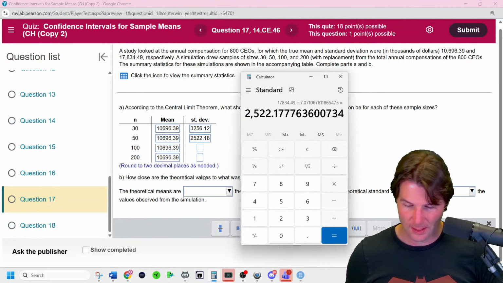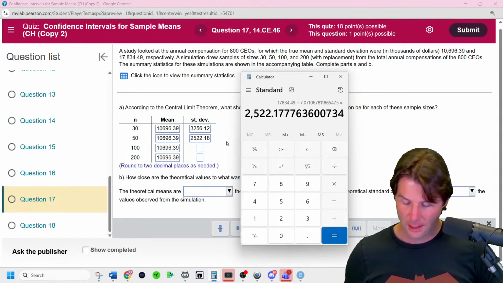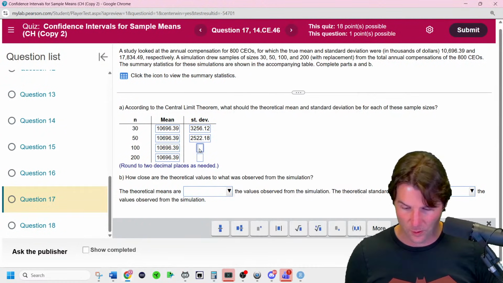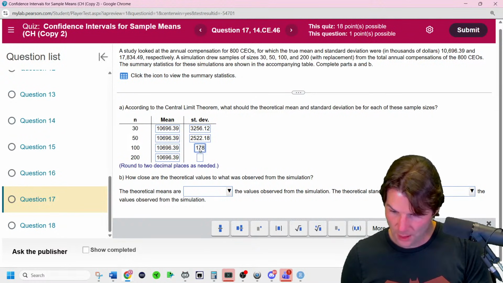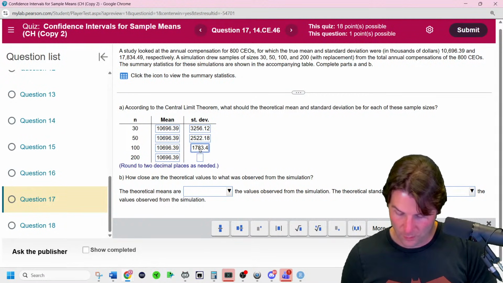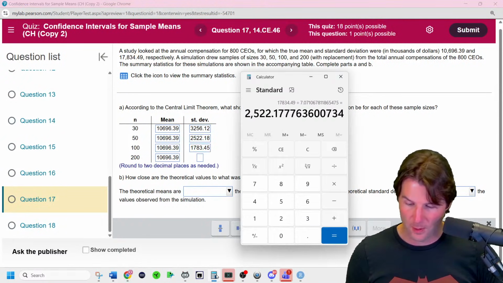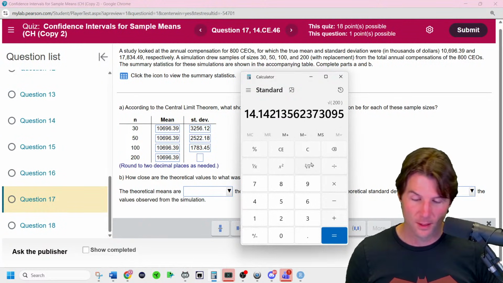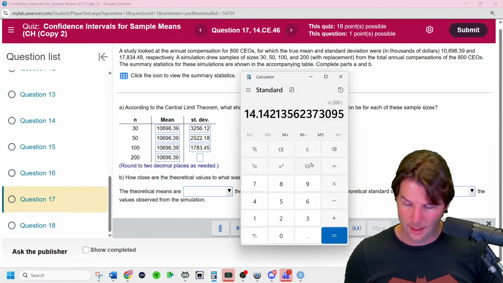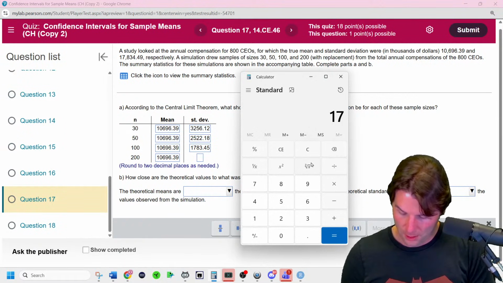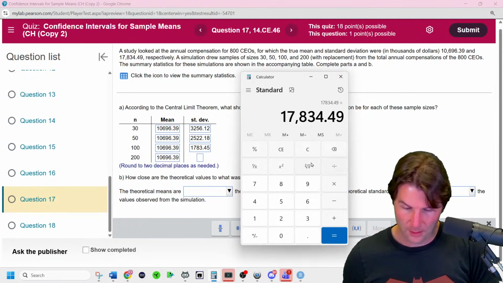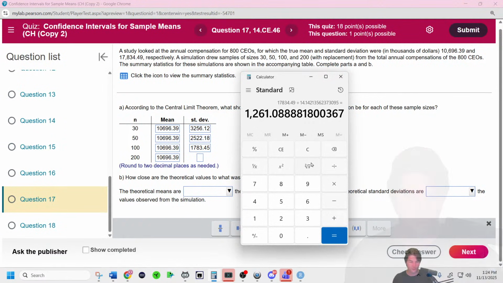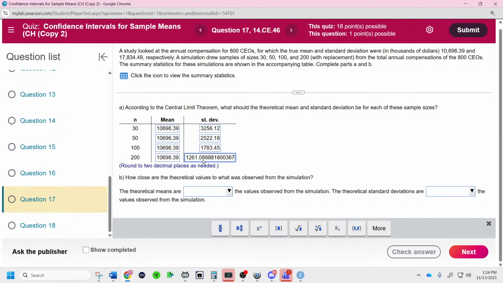We've almost got this one done because it's just s over square root of n. And then we take one. This one, you just move the decimal. 1783.45. And then we go right here, and 200, which is 14.4. I've done that a few times. And then 17834.49 divided by that. And there's the new standard deviation. And there it is right there.